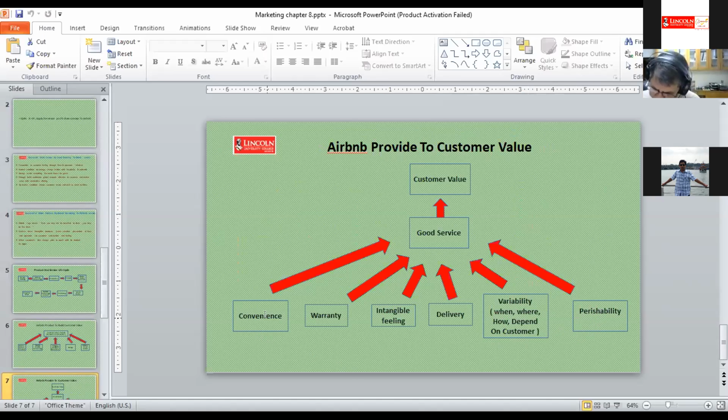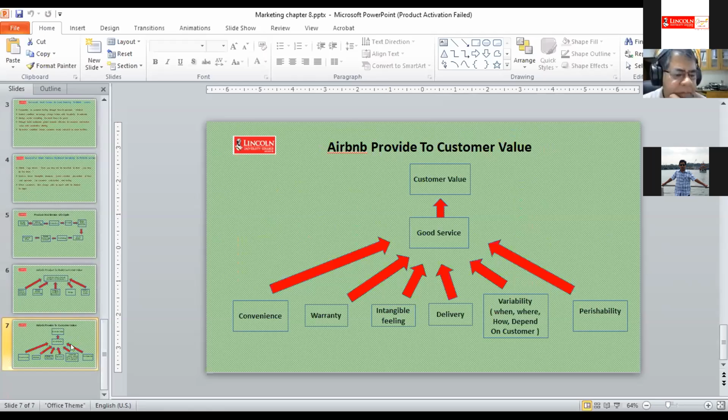And by offering good service, buying and getting good service, we get the customer value and market value. Business mind, power plan.